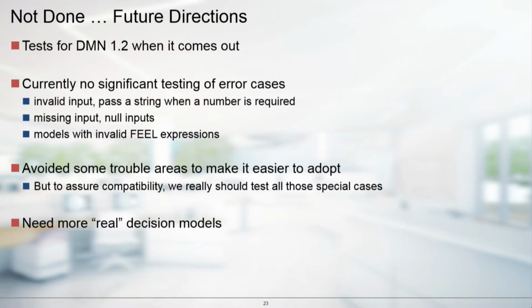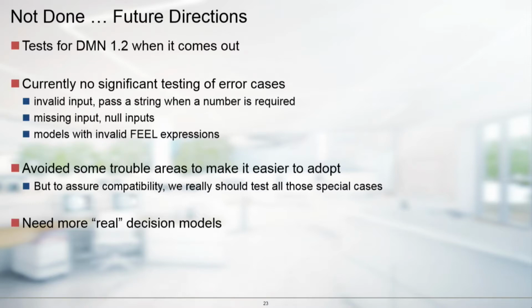We have not really done a lot of testing of error cases. For example, I'm pretty sure that all the DMN models have valid field expressions in them. We really should have a couple of test cases that have invalid expressions, just bad expressions in there, because engines need to handle that one way or another. But more importantly, functions that, when you call them, give you bad results, and so missing inputs, null inputs. These are kinds of things that we need to go into more in the future.